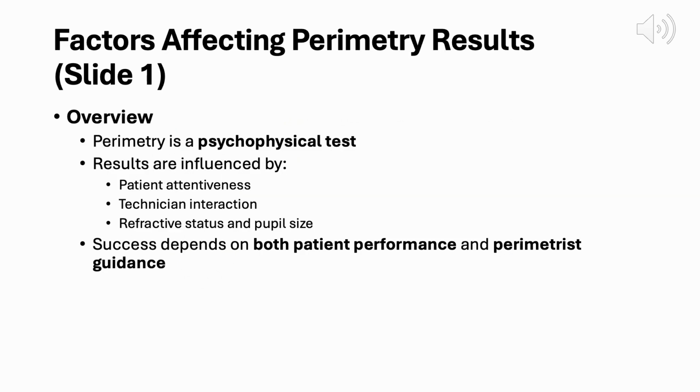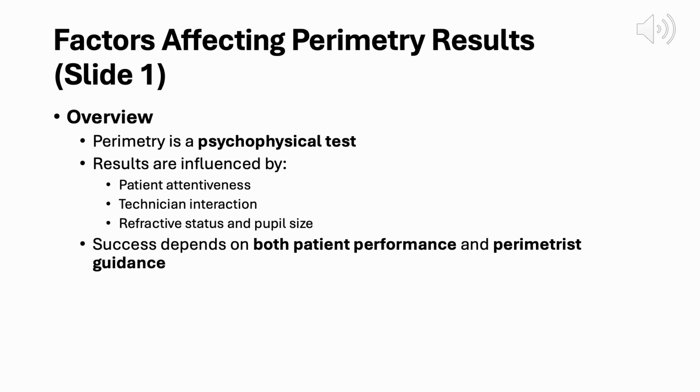Perimetry is considered a psychophysical test, which means the outcome relies on the patient's subjective perception and response to visual stimuli. Because of this, the accuracy and reliability of the results are influenced by multiple human factors. One major factor is patient attentiveness.